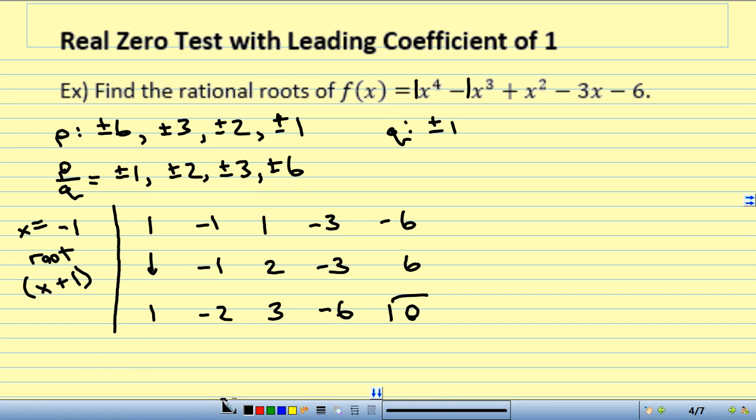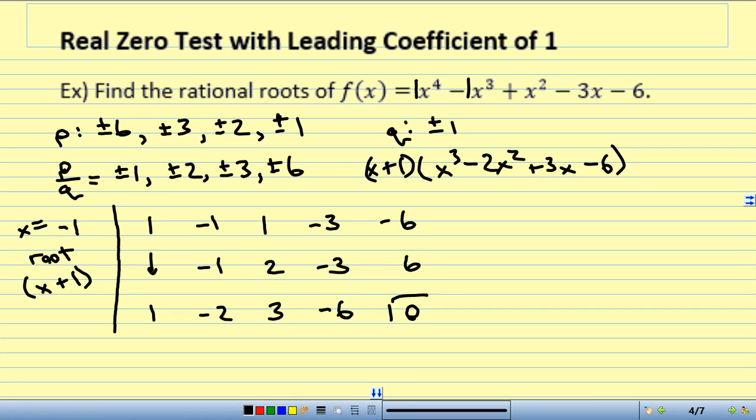Now, I can take these terms, and this becomes, if I wanted to write it, x plus 1 times x cubed minus 2x squared plus 3x minus 6. Now, I can divide into this, but this is already here, so I'm just going to keep this and continue dividing. I'm going to try things. I already know I'm not going to have a root of x equals 1. I already know I have a root of x equals negative 1. I need to find another root.